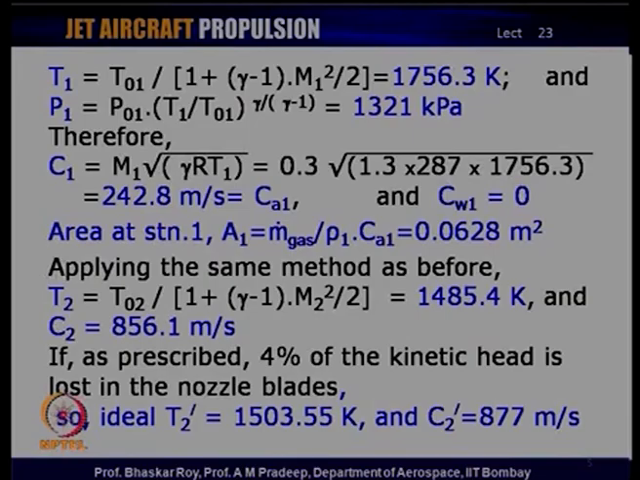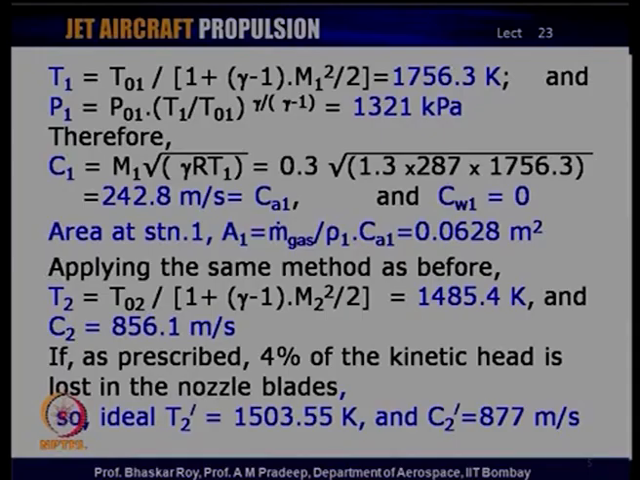Now, at station 1, if we look at the numbers that are given and try to find the static parameters, T 1 and P 1, applying the isentropic flow conditions at station 1, we get T 1 equal to 1756.3 K. Correspondingly, P 1, using the same isentropic conversion from total to static condition, we get 1321 kilopascals, converting from megapascals to kilopascals.